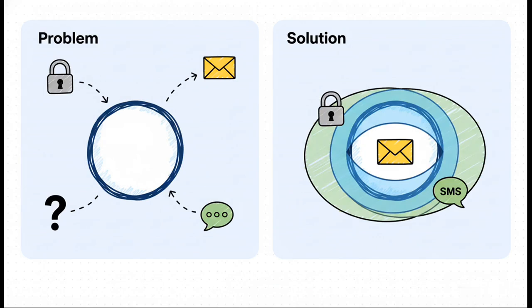The Decorator pattern is all about flexibility. Instead of creating a ton of different subclasses just to add new features, you decorate an object by wrapping it with new functionality. For example, you could start with a basic notification object, then wrap it with an email decorator, and then wrap that with an SMS decorator.